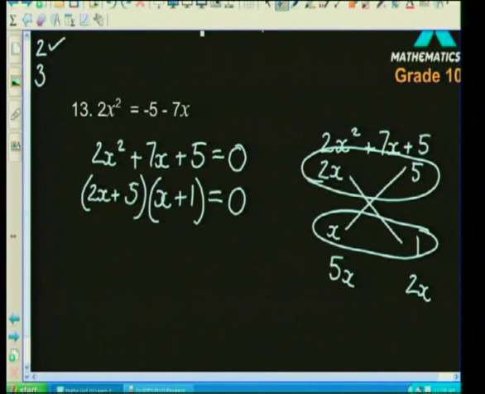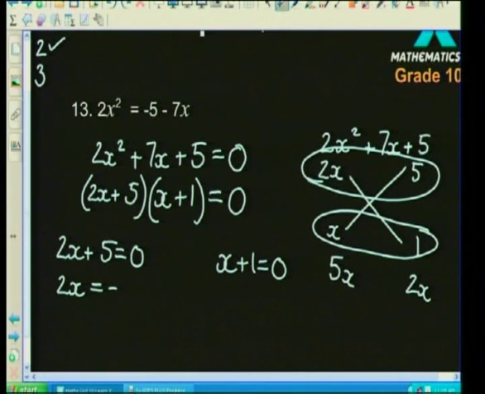Step 3 is to divide the 2 parts up and make each one individually equal to 0. Remember, we do this because anything that is multiplied by 0 gives an answer of 0. And that means that x is equal to negative 5 over 2.